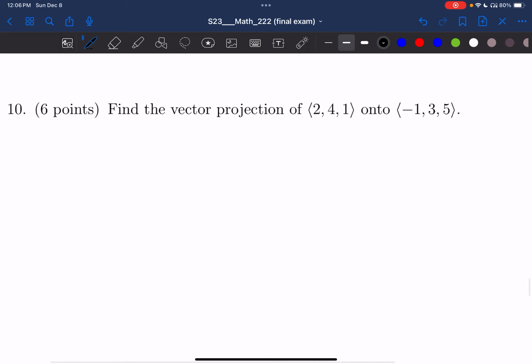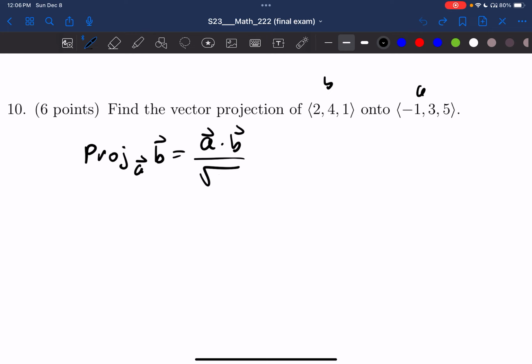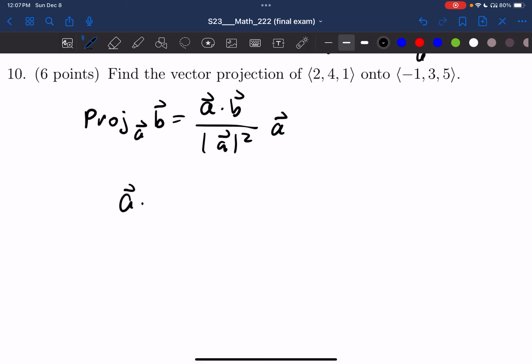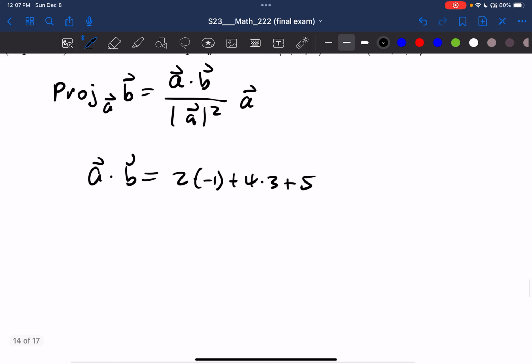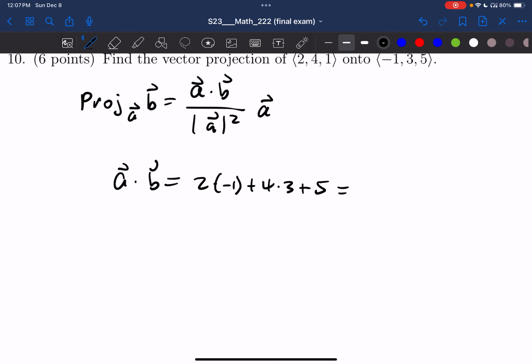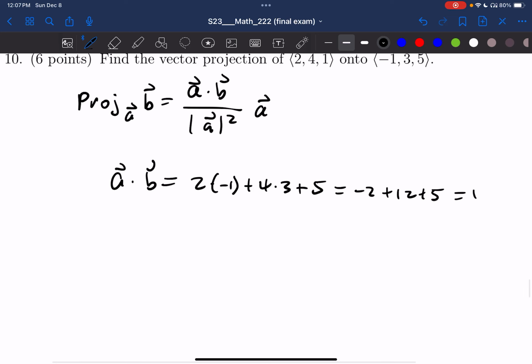Find the vector projection of this onto this. We say this is B and this is A. So the vector projection of B onto A will be this formula: A dot B over the magnitude of A squared, times A. A dot B is 2 times negative 1 plus 4 times 3 plus 5 times 1, which is negative 2 plus 12 plus 5, which equals 15.